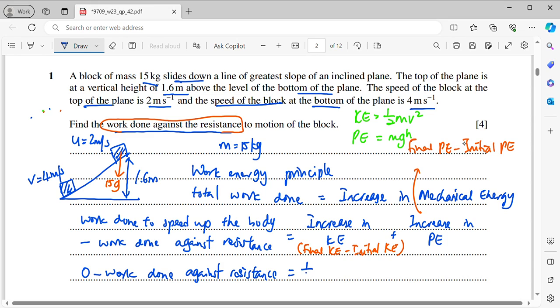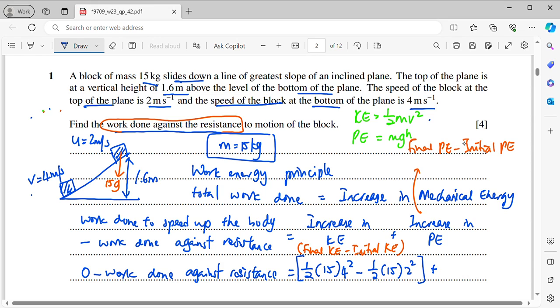This is going to be half. Final KE means that it is half mv squared. The m is 15 kilograms, so it is half times 15, and the v is basically 4, so 4 squared. Then minus half times 15, then u squared. The u is 2, so u squared is 2 squared. That is the increase in KE. Now plus increase in PE.